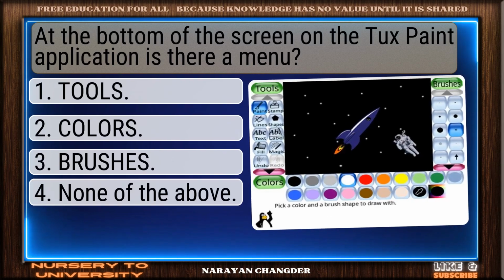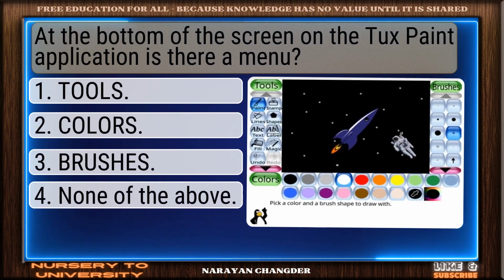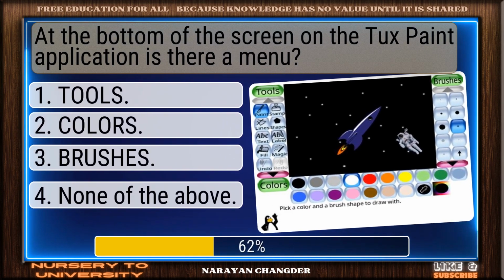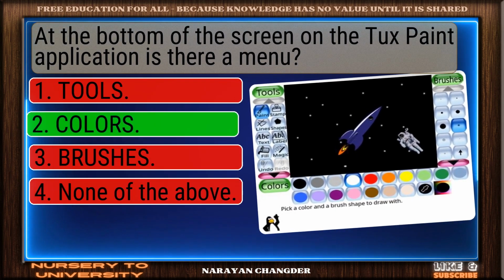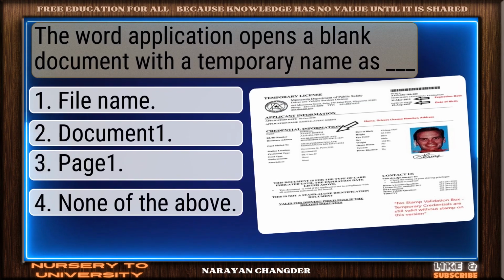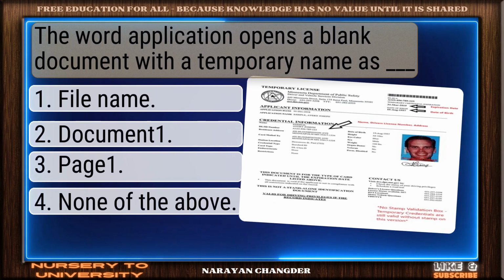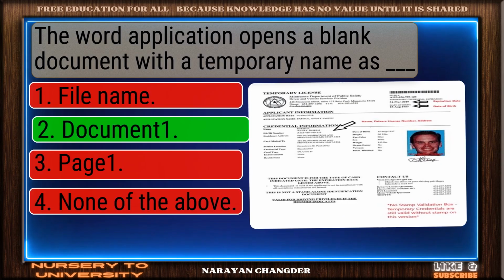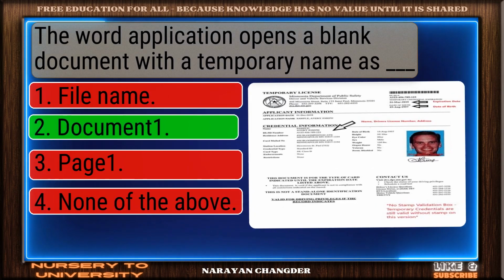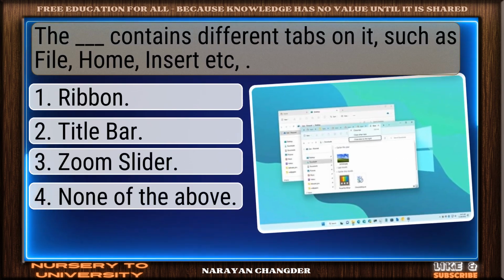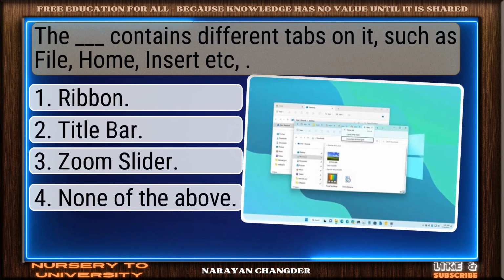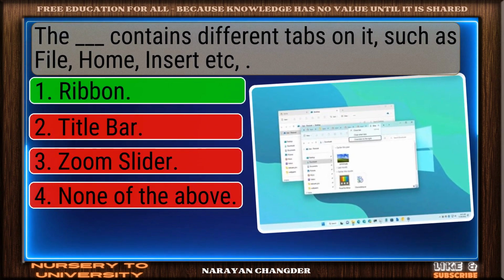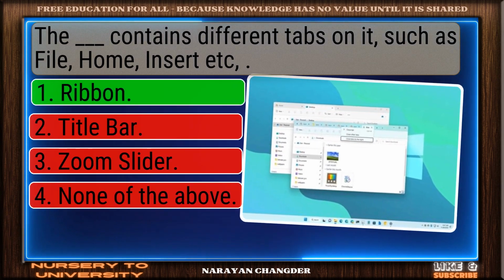Correct. At the bottom of the screen on the Tux Paint application, there is a menu. Well done. Colors is right. The Word application opens a blank document with a temporary name as Dash. Well reasoned. Document 1 is correct. The dash contains different tabs on it, such as File, Home, Insert, etc. Excellent choice. Ribbon is right.